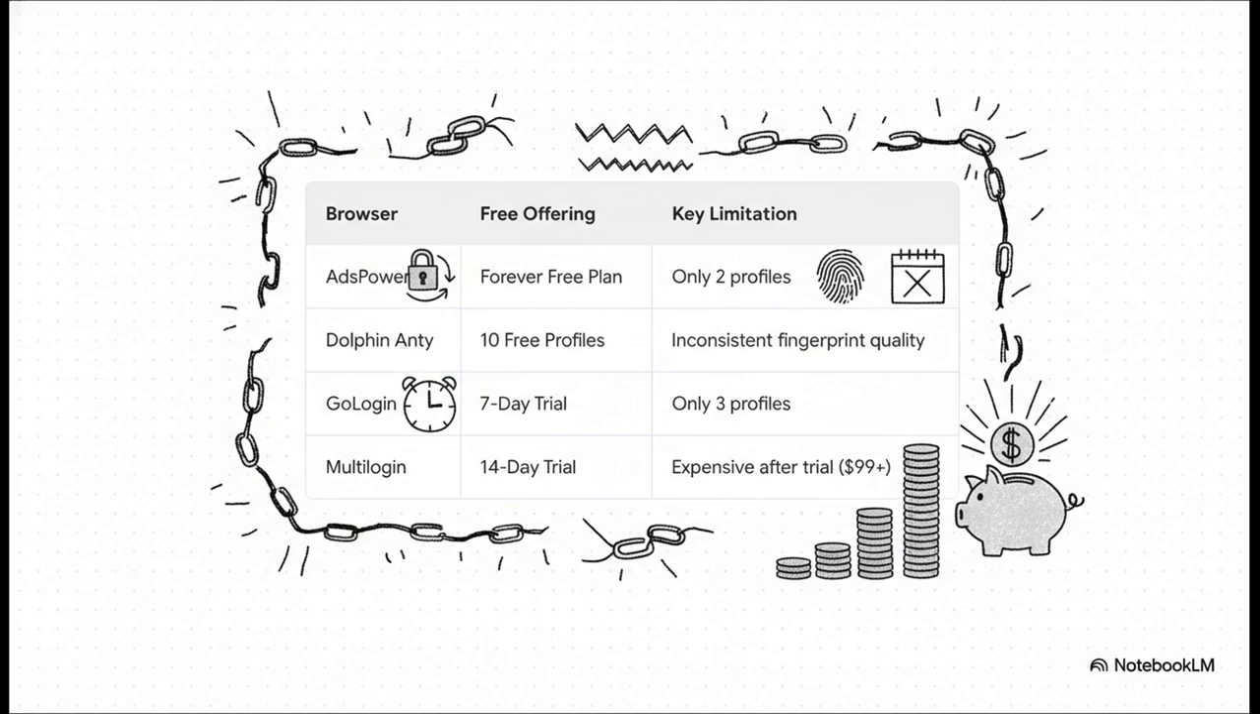You've got AdsPower, which offers a forever free plan, but, and it's a big but, you only get 2 profiles. Dolphin Anty seems a bit better with 10 free profiles, but the catch is the fingerprint quality can be pretty hit or miss. Then you have GoLogin and Multilogin, but these aren't really free in the long run. They're just limited trials. And once that Multilogin trial is over, watch out, because the price jumps way up.